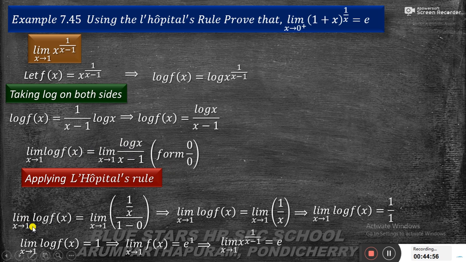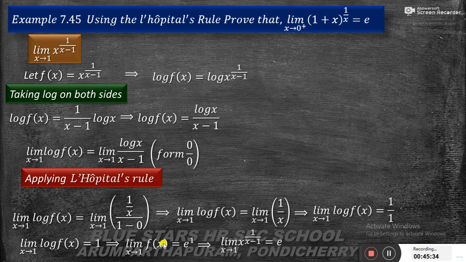So limit x tends to 1 log f of x equal to limit x tends to 1, I differentiate the log x. Differentiation of log x is 1 by x, by differentiation of x is 1 minus differentiation of 1 is 0. Which implies limit x tends to 1 log f of x equal to limit x tends to 1 of 1 by x. I apply the limit here, x equal to 1, so 1 by 1 is 1, so its answer is 1.